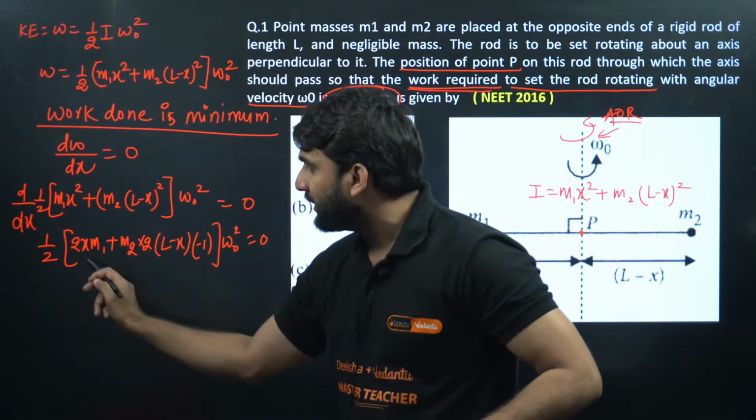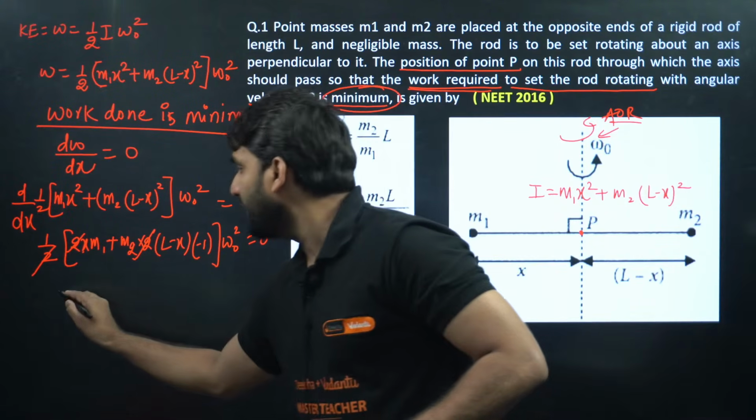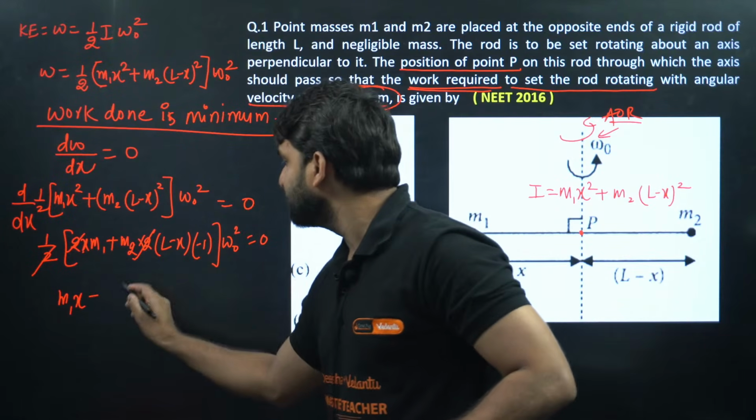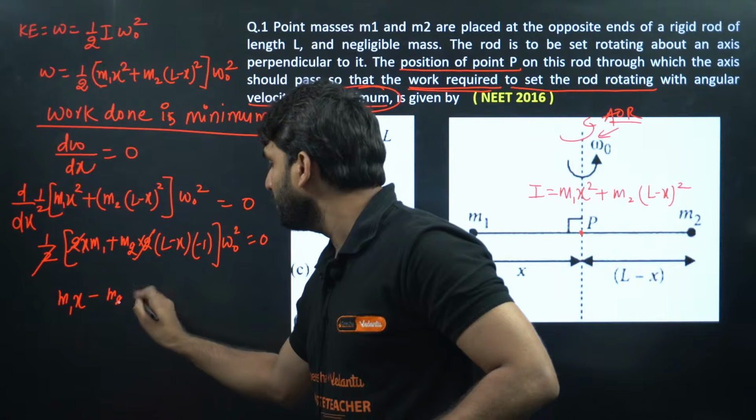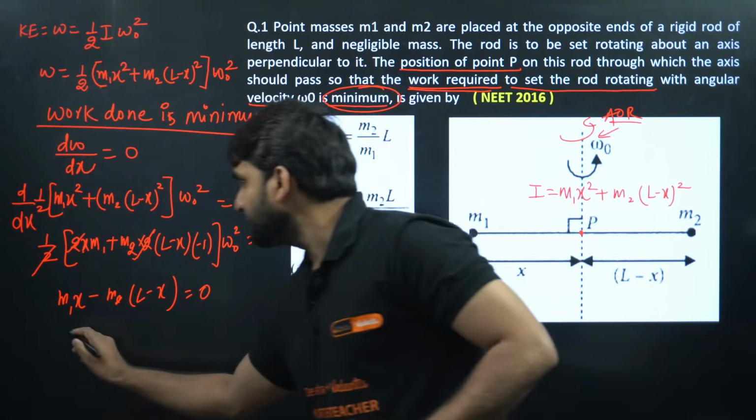We can take 2 common. So 2 will cancel here, and this 2 will cancel here. So we are getting here m1 x, and minus 1 will multiply here. So minus m2 into L minus x will be equal to 0. So can we solve this?